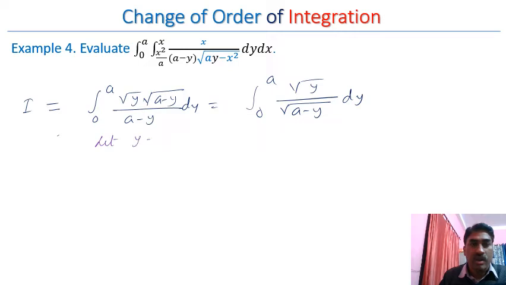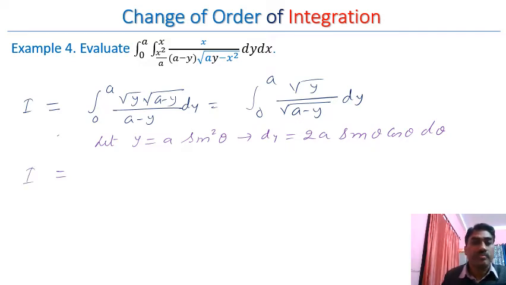Now we can take some substitution. Let y is equal to a sine square theta. This gives dy is equal to 2a sine theta cos theta d theta, and the limits are changed to 0 to pi by 2. So I is now 0 to pi by 2. Why 0 to pi by 2? When you take y is equal to a, by a is 1, so sine square theta is equal to 1, therefore theta is equal to pi by 2.